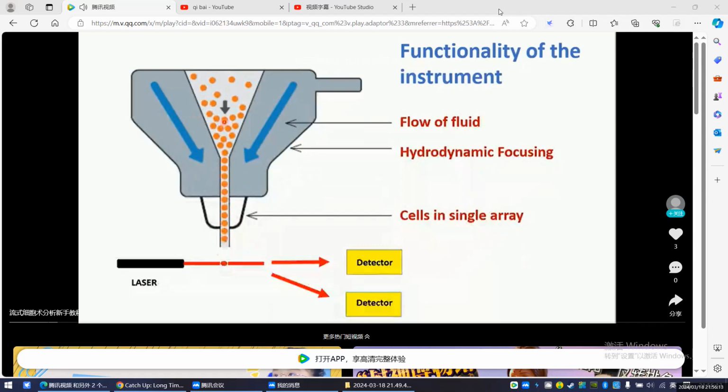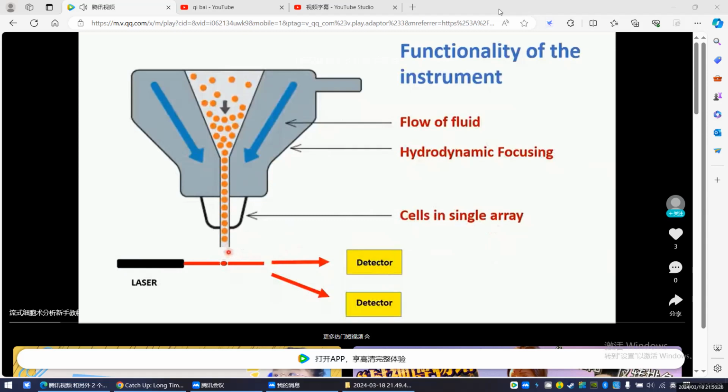So again, you are having your cells in suspension. You have created a hydrodynamic focusing, that is the function of the machine, and because of that hydrodynamic focusing, we are having a condition where cells are present in a single array.